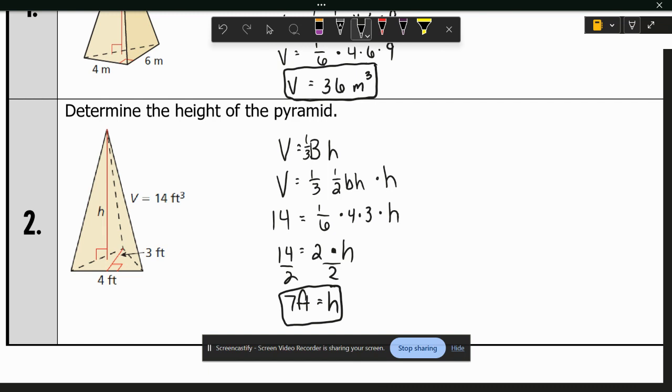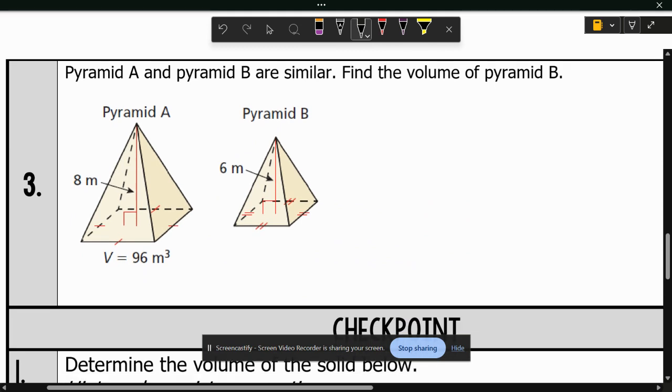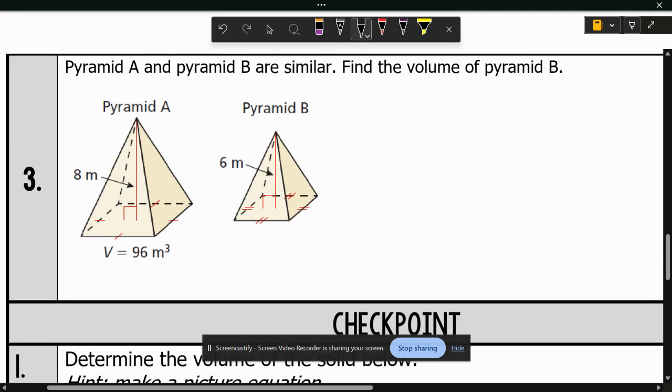Okay. Last thing that I'm going to show you on the camera here is example number 3. We're just comparing the pyramids. It says that they're similar. We want to find the volume of the pyramid. So one of the things that we're going to do is we're going to talk a little bit about the scale factor. We need to make sure, since they are similar, we want to at least have some type of scale factor. So scale factor from what's given right now is 8 to 6, which is the same as 4 to 3.